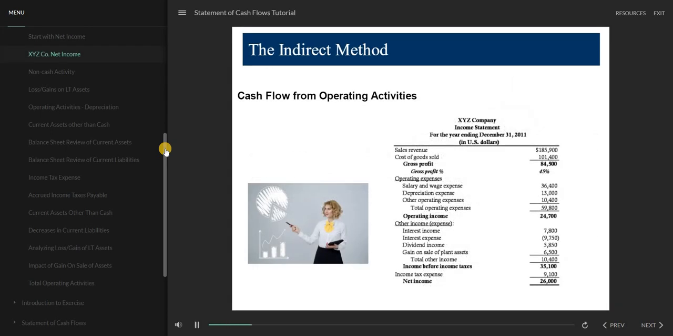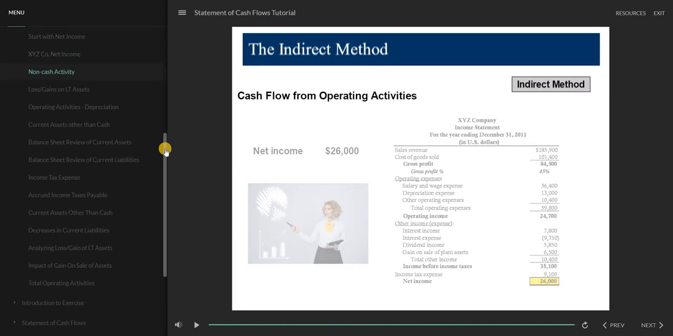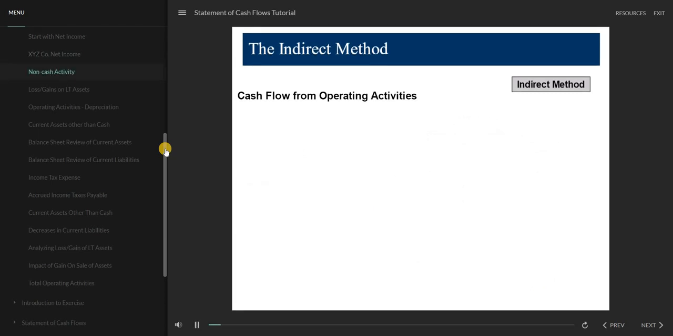So let's begin the indirect method by first determining our net income. In this example, XYZ Company is showing a net income of $26,000. From this net income figure, we'll want to extract out any non-cash related transactions or activities which may have impacted net income but did not actually impact cash movement.